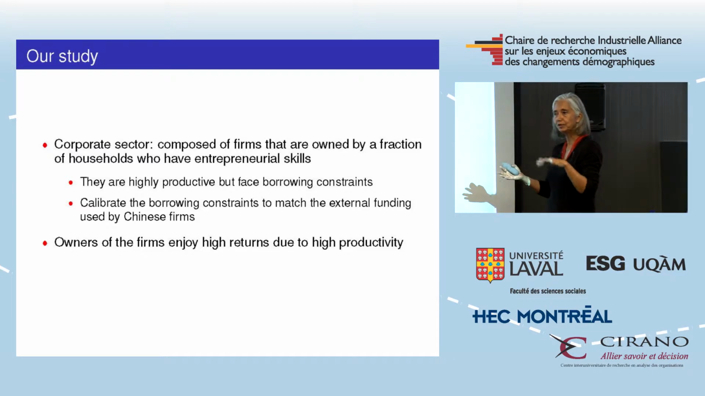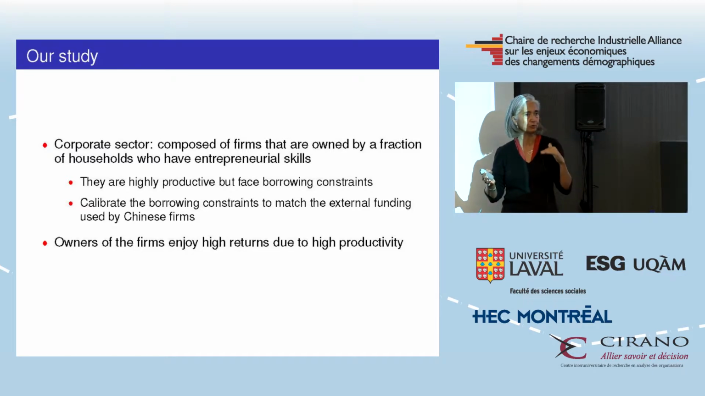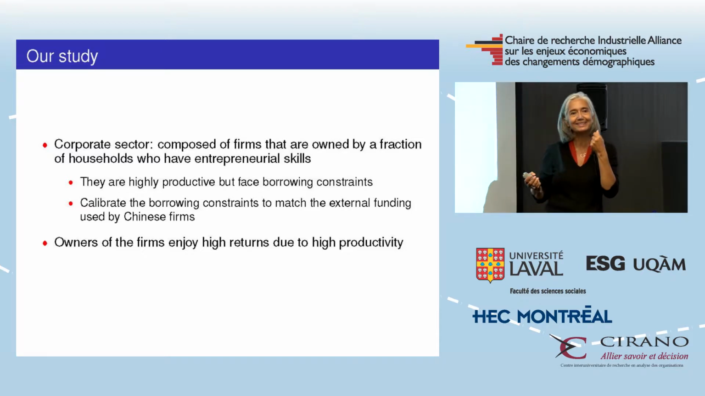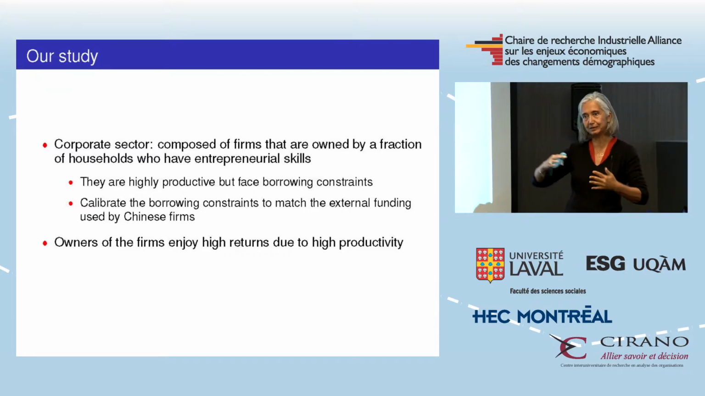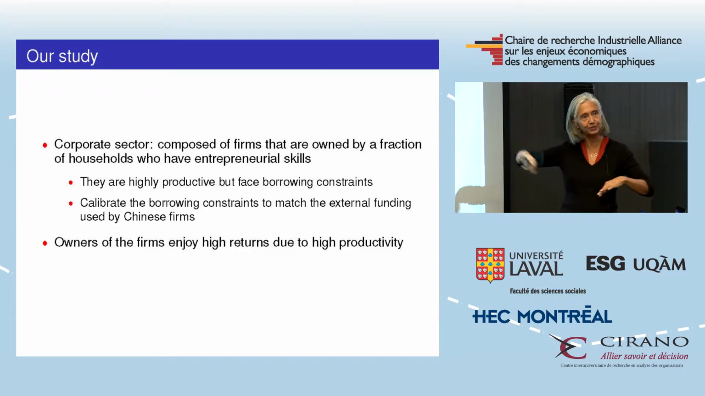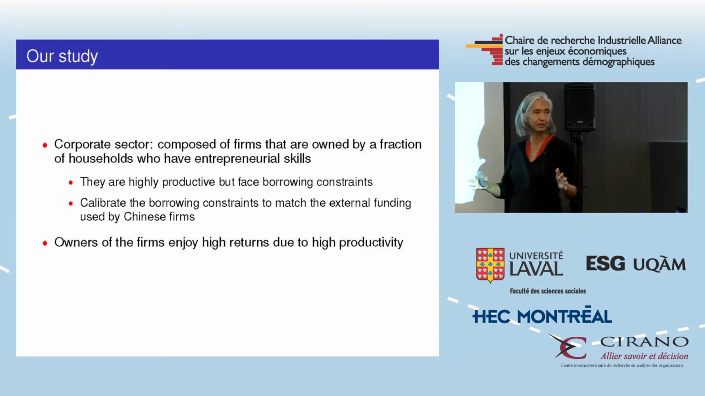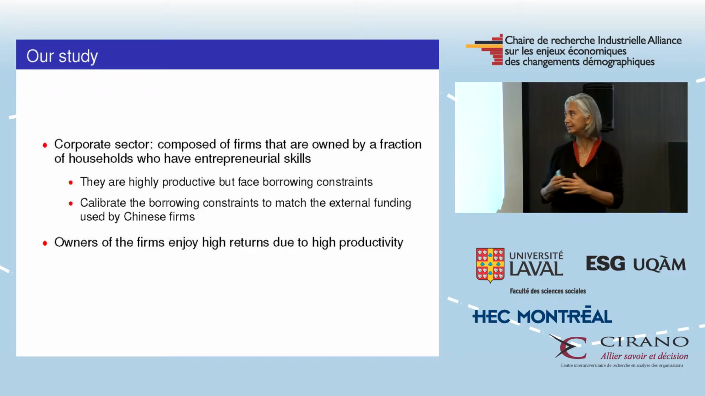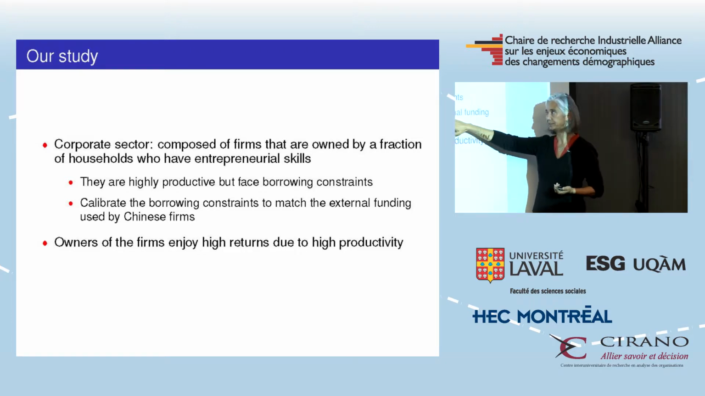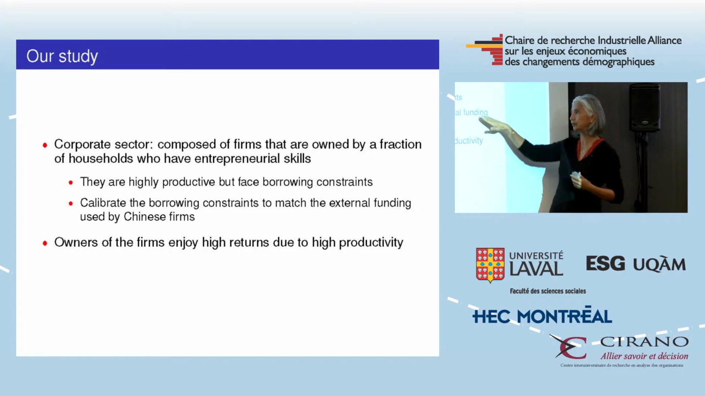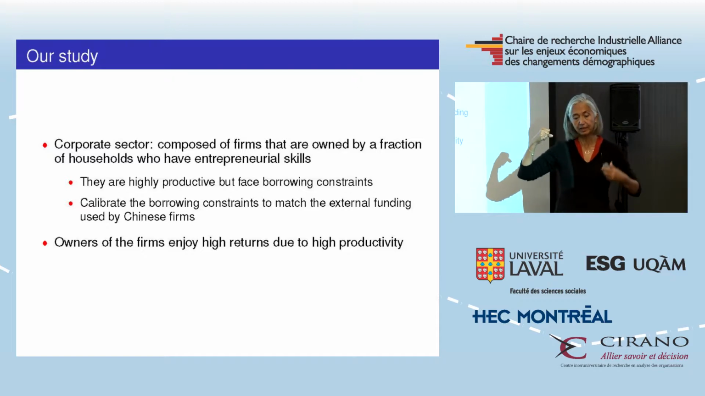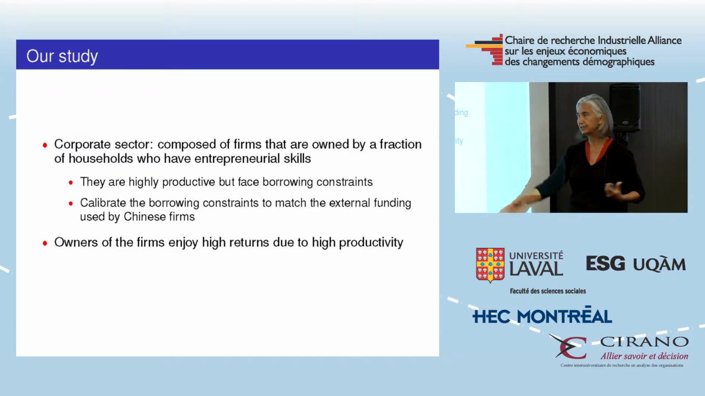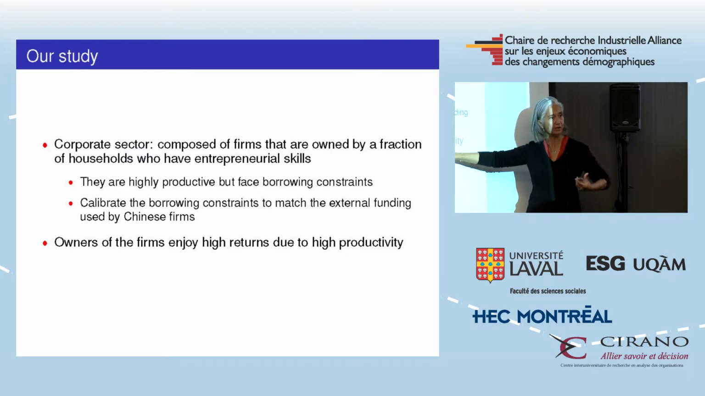So in fact, when you look into the data, even the Song, Storesletten, Zilibotti paper that I mentioned, they do say that even the state-owned enterprises, in reality, they do face borrowing constraints, even though they're kind of less borrowing constrained than the entrepreneurial firms, and the transition makes a difference. We're going to abstract from that. We're going to say all firms will face borrowing constraints, but we will calibrate this borrowing constraint so that we match the overall external funding that is used by Chinese firms. And it's going to be a fraction of households that own these firms, and therefore they are going to be the ones that will enjoy the high returns of the productivity that comes from these firms.